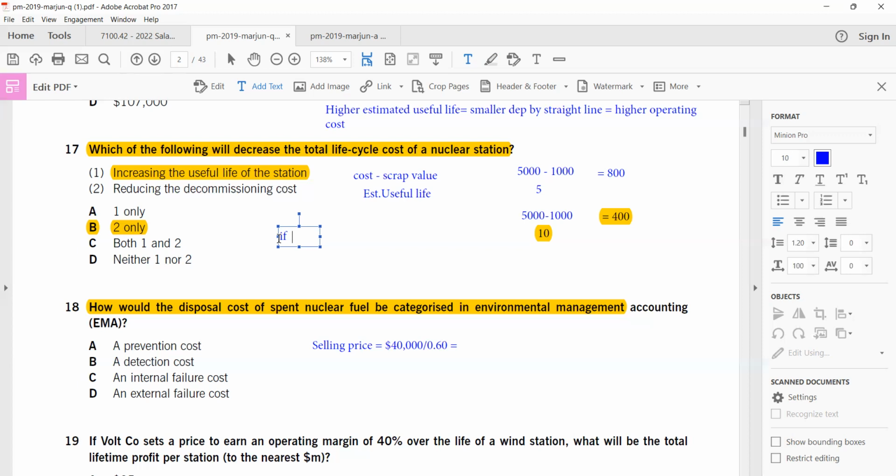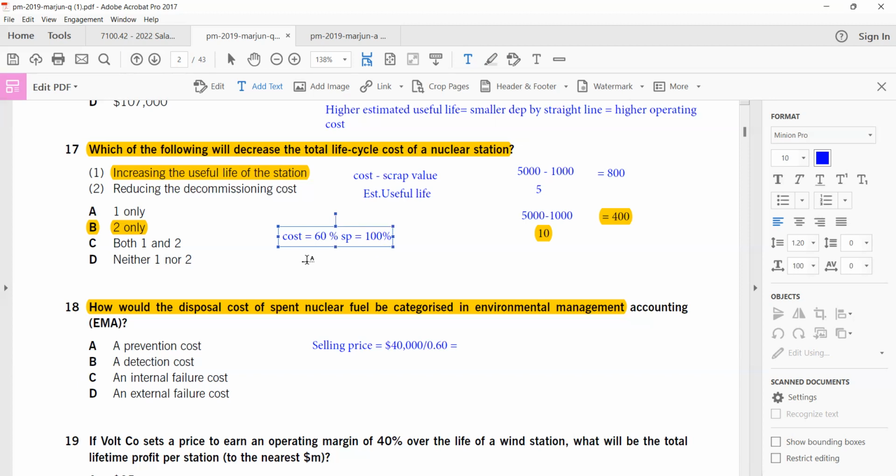40,000 divided by 0.6 is 66,666.667. So if the operating margin is 40%, then that means the cost is 60%. Why? Because anytime we talk about margin, the selling price is equal to 100%. It's a different ballgame when you talk about markup, right?